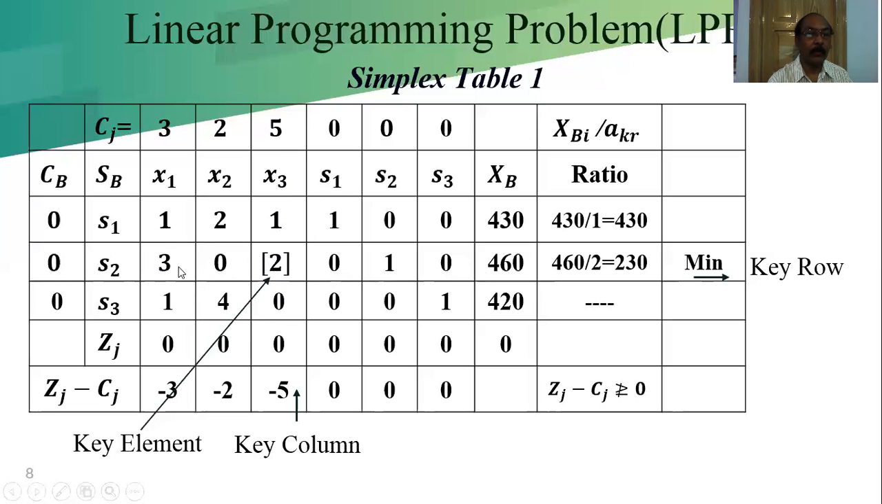So this will be converted to 3 by 2. This will be 0 in the next table. This will be 1, this will be 0, this will be half, this will be 0, and this will be 230. After that, you have to calculate the other elements with the help of the Gauss elimination formula. We move to the next slide. Whatever I discuss here is given in detail in the next slide.